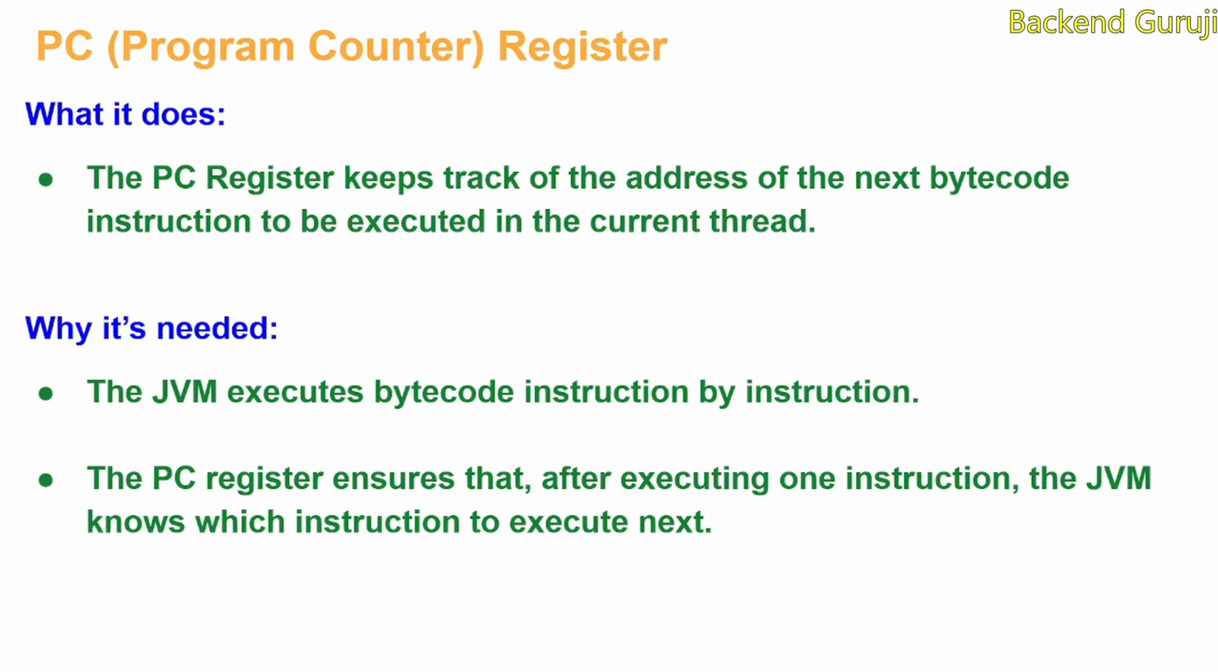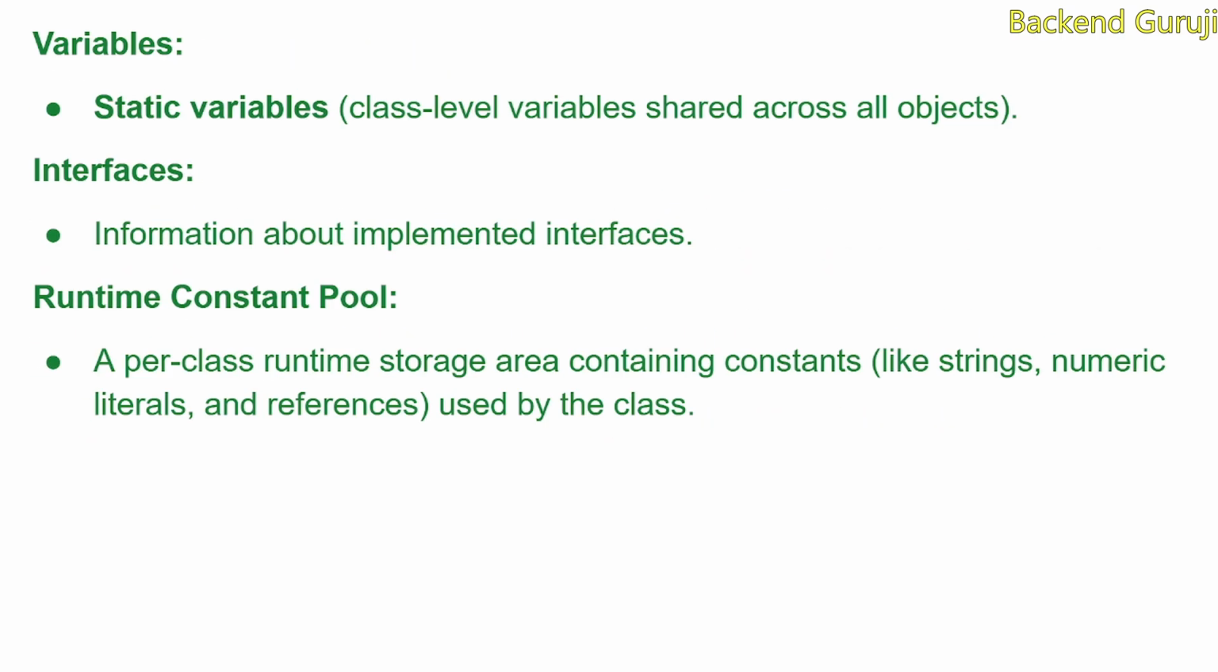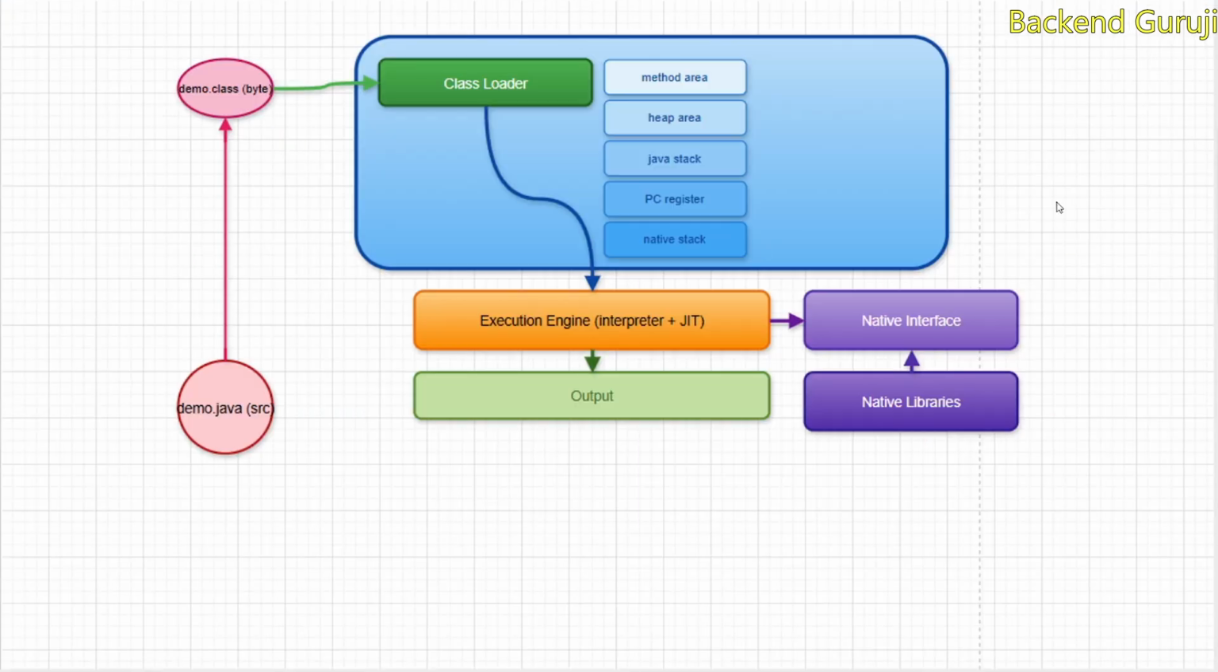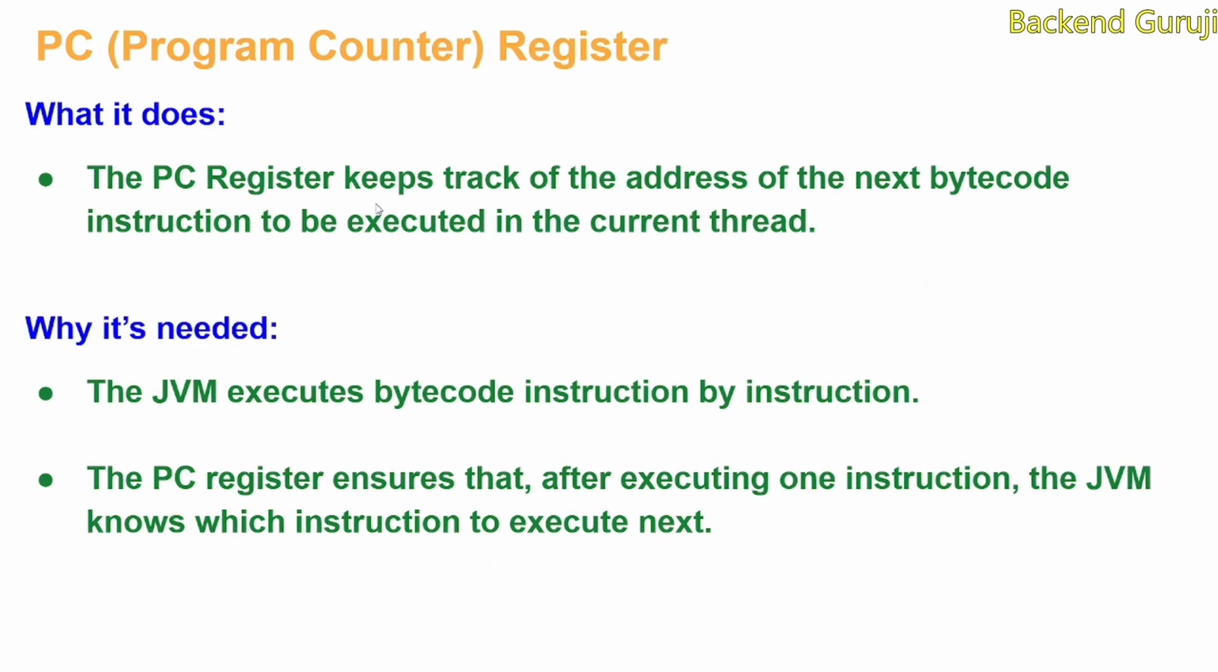Now we'll explain the PC register, the program counter register. What is the work of the program counter register? You can see here we already discussed the method area, heap area, and Java Stack. Now the PC register keeps track of the address of the next bytecode instruction to be executed by the current thread. That means it tracks the reference of the next bytecode, the lines of instruction that will be executed by the current thread.